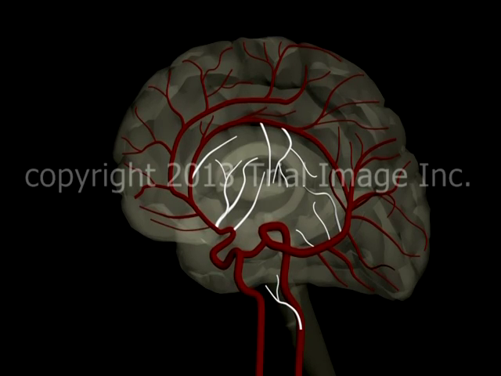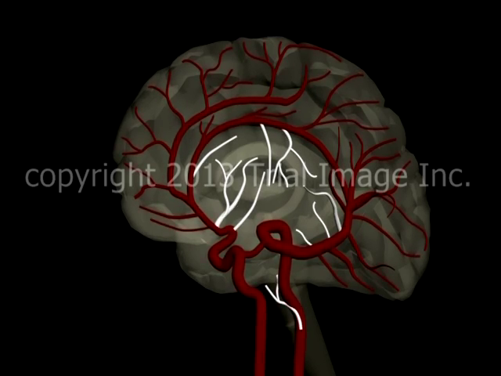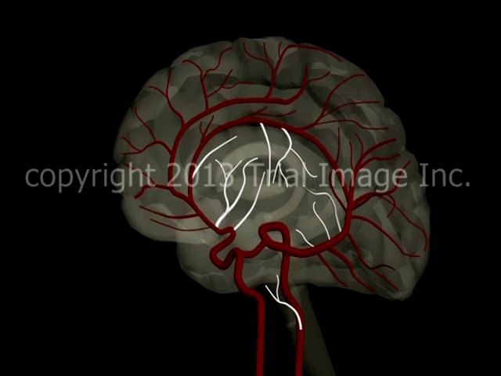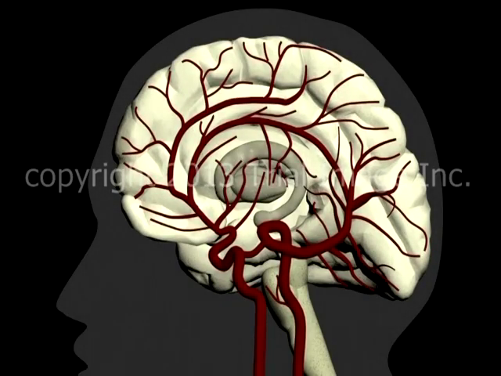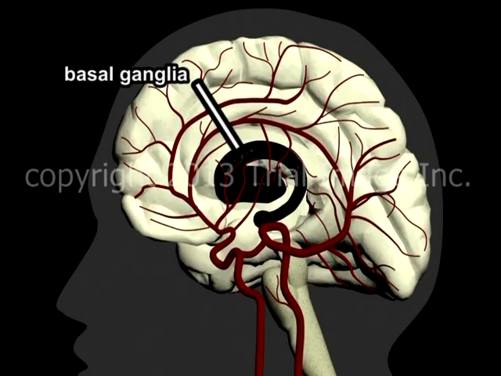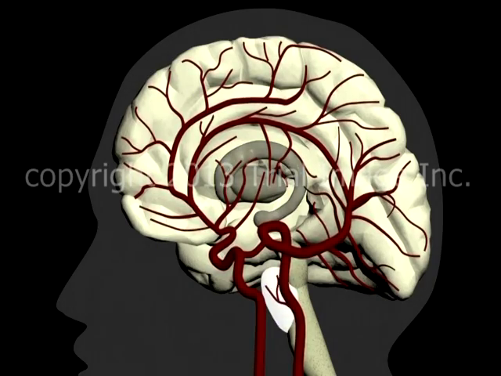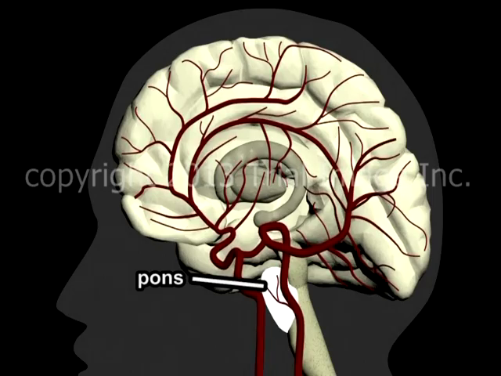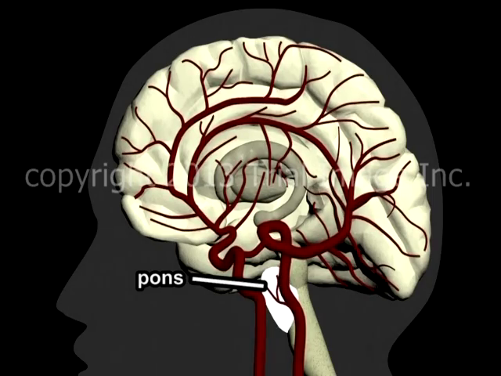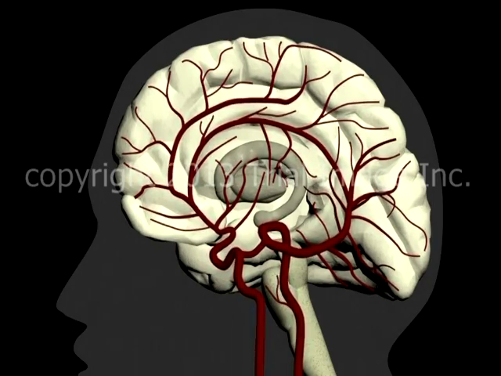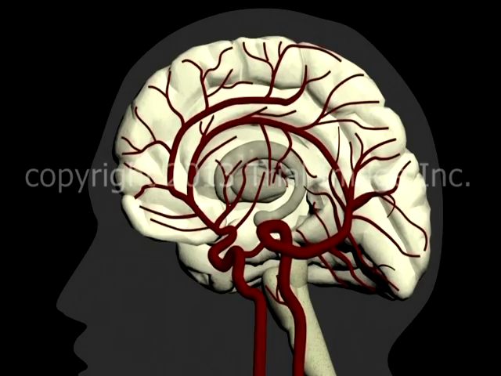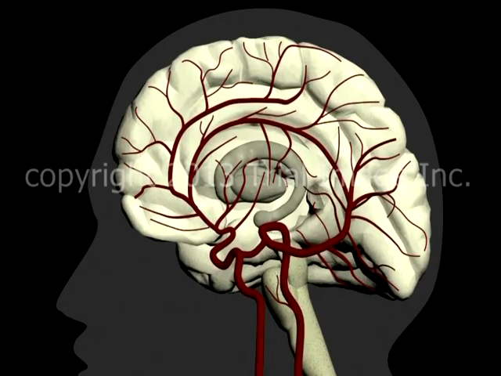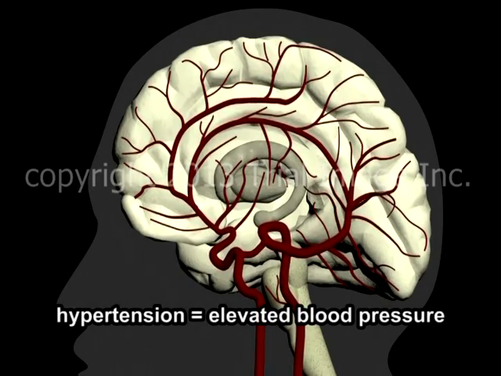As a result of the very specific anatomic location of these penetrating arteries, lacunar infarcts commonly involve the structures of the central brain, particularly the basal ganglia, and the pons in the brainstem. The thrombosis which occurs in the small arteries involved in lacunar infarcts appears to be primarily caused by prolonged elevation of blood pressure, also known as hypertension.